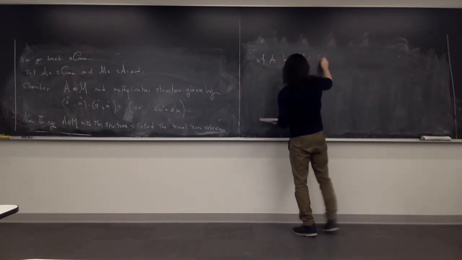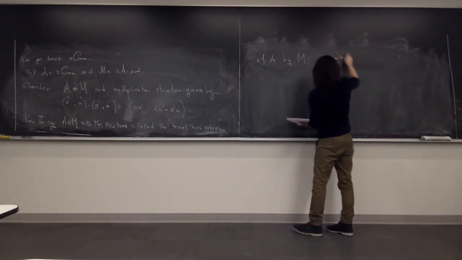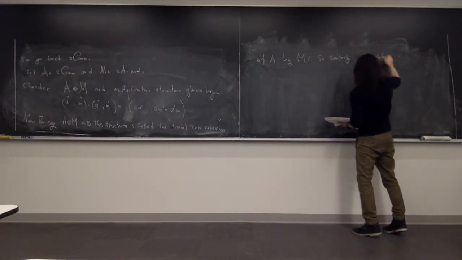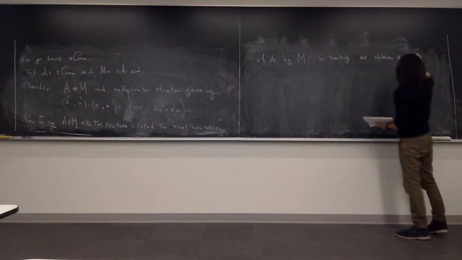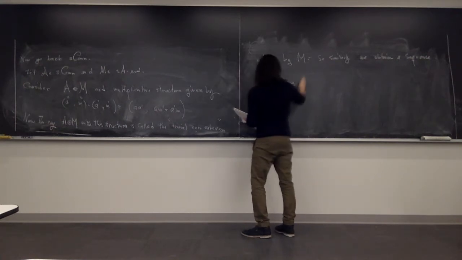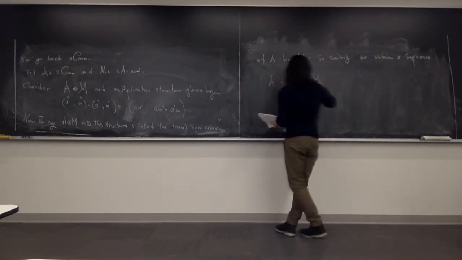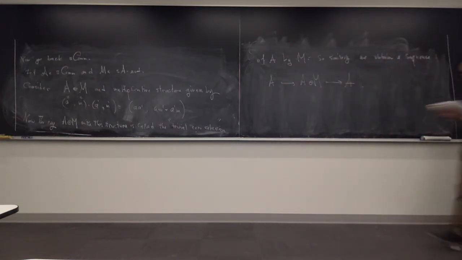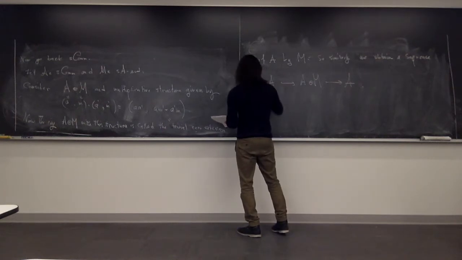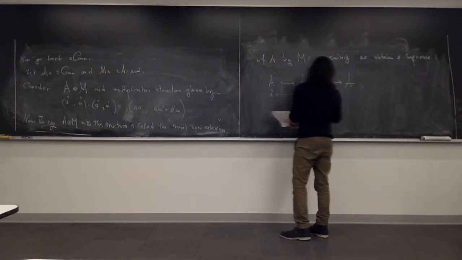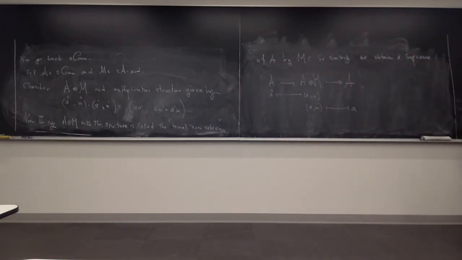So, similarly, we obtain a sequence that A sits inside A plus M, and this surjects onto A. This one takes an element in here to 0, and this one takes an element in here to A. Okay.